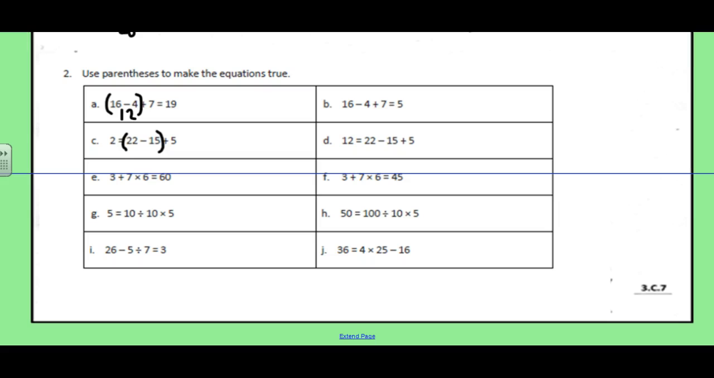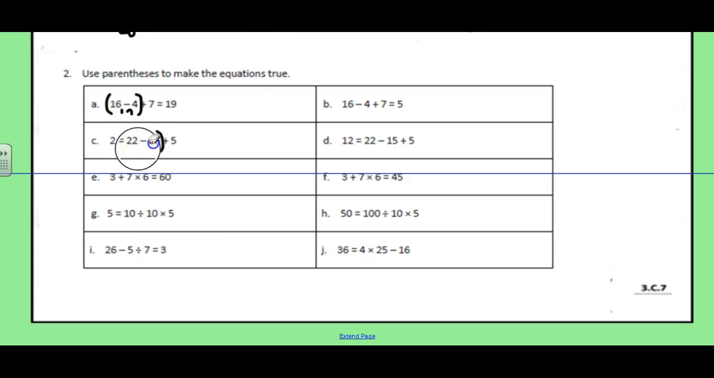Pause to figure that out. I know that 22 minus 15 is 7, and if I take 7 plus 5, I know that that gives me 12. And what this said right here is that this equation should be equal to 2. So these parentheses are not in the right spot.